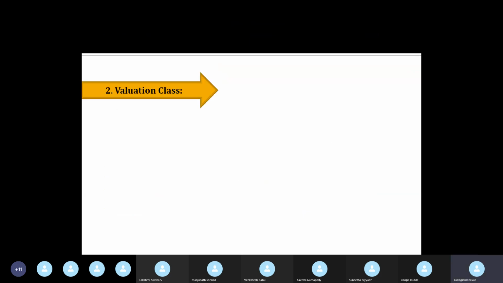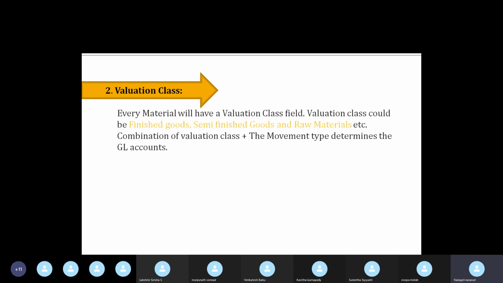Second one is valuation class. Every material will have the valuation class field. Valuation class could be finished goods, semi-finished goods, and raw material. It is nothing but the type of material, in which stage it is, like raw material or finished or semi-finished goods. The combination of valuation class plus movement type determines the GL accounts.